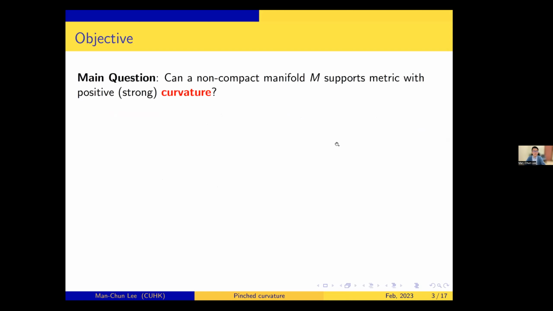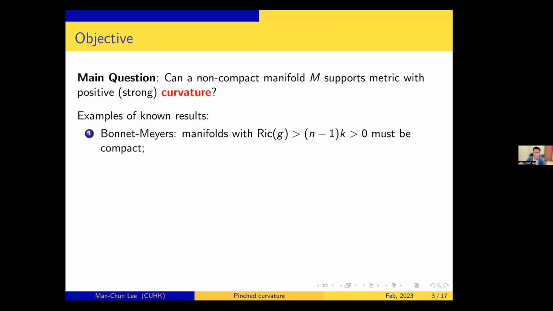My main question today is to ask: suppose we know some topological constraint, like the non-compactness of the manifold. Then we ask whether the manifold can support metrics with really positive curvature.